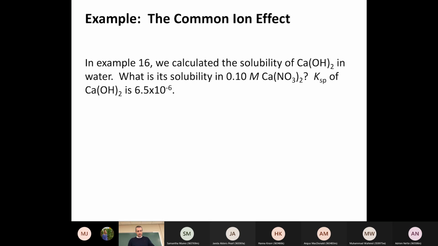So we can look at an example like this. A few examples ago, we calculated the solubility of calcium hydroxide in water. What's its solubility in 0.1 molar calcium nitrate? Ksp is given to us again, 6.5 times 10 to the minus 6. If you remember, the value we had for the solubility, S, of Ca(OH)2 in water was 0.012 molar. So here's my question, first of all. Do you expect this substance to be more soluble or less soluble in a solution of calcium nitrate?